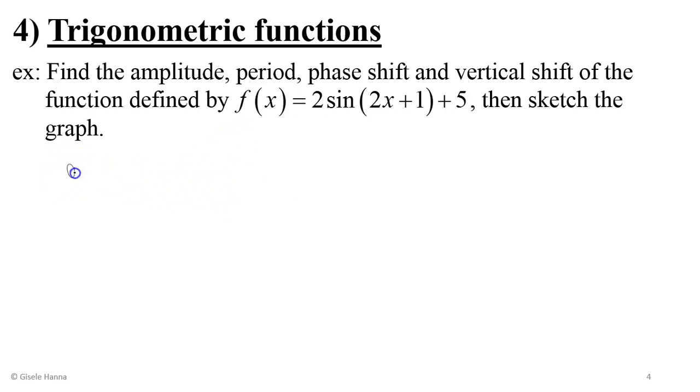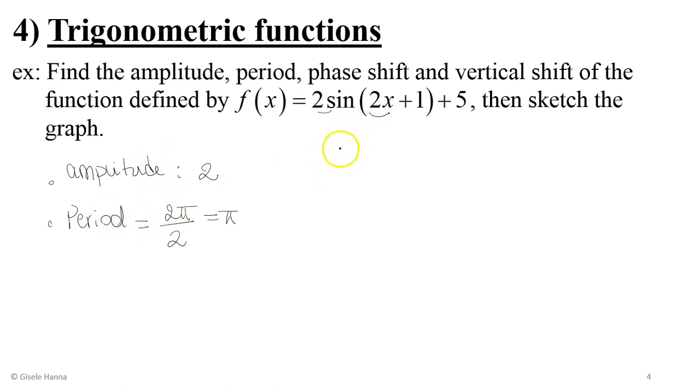So regarding the amplitude, that's in fact the absolute value of a, which in this case is 2. It's already positive. So the period of the function would be 2 pi over b, the coefficient of x, which in this case is 2. So this function has a period of pi.